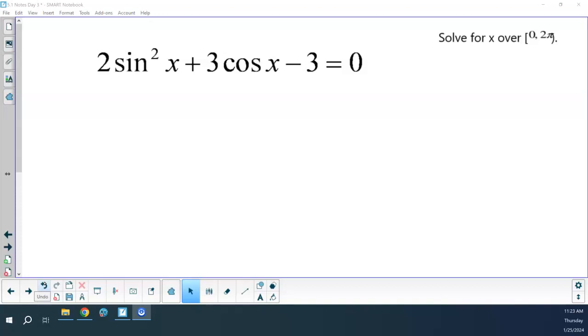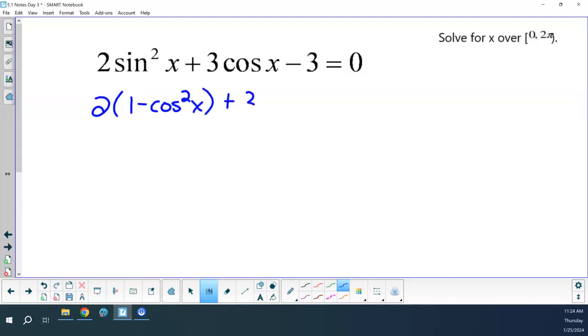What thing? So we could change the sine squared of x into 1 minus cosine squared of x. You can factor that. Now we can distribute.